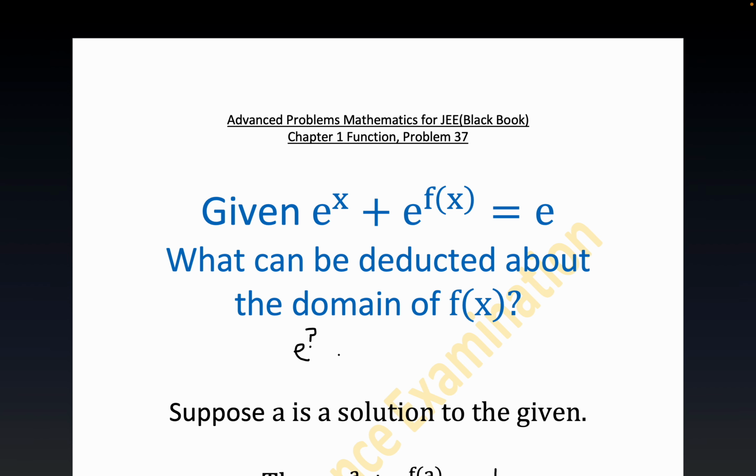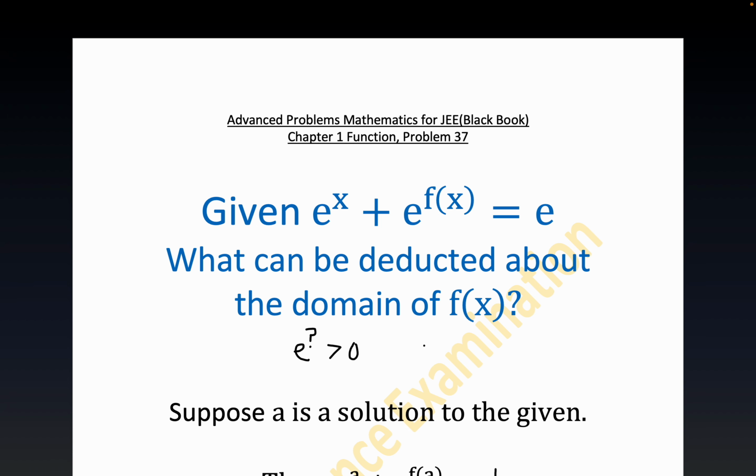E is Euler's constant. Any positive base raised to any real value is always going to be strictly greater than 0. That's very important as far as my approach, at least on this problem. E raised to any real value is always going to be strictly greater than 0. And everybody's familiar with the graphs of an exponential function. Again, this is problem 37 from the function part of the Black Book, I guess.